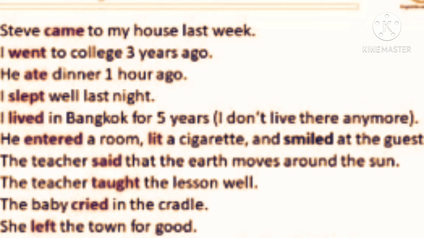Next, he ate dinner 1 hour ago. Now, 1 hour ago means past. This has already happened. So the second form of eat is used here, ate. He ate dinner 1 hour ago. Similarly, I slept well last night. Last night has already gone. So that's why here the second form of sleep is used, slept.